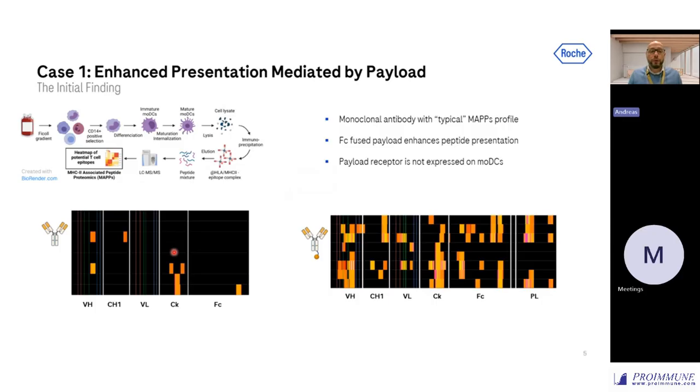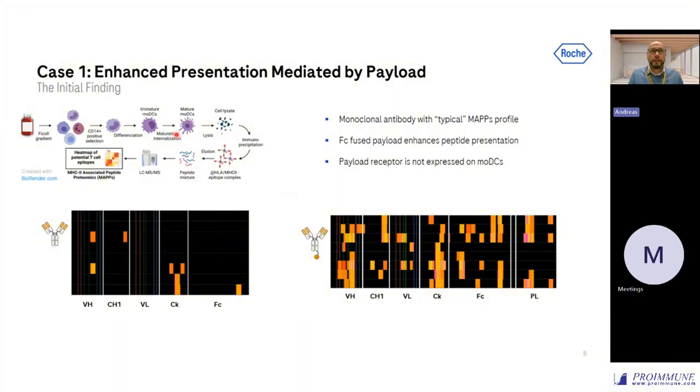So jumping to the first case, for those who are not familiar with the methodology of the MAPS assay, the starting material are PBMCs. Then monocytes are isolated with magnetic beads on CD14 selection. Then they will be differentiated into immature monocyte-derived dendritic cells.